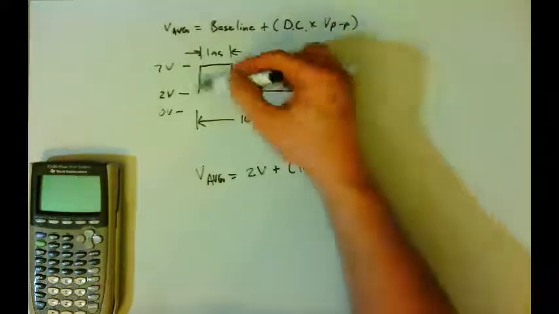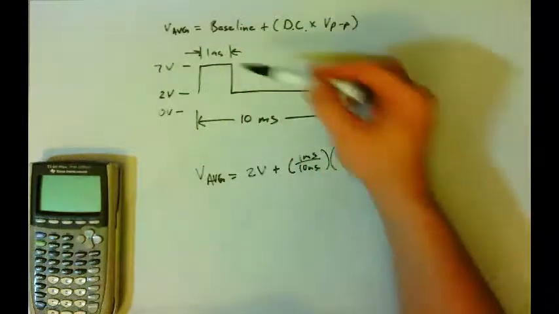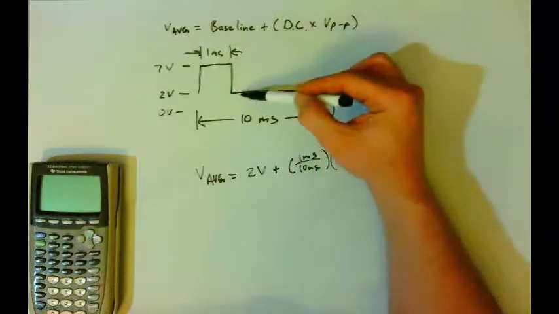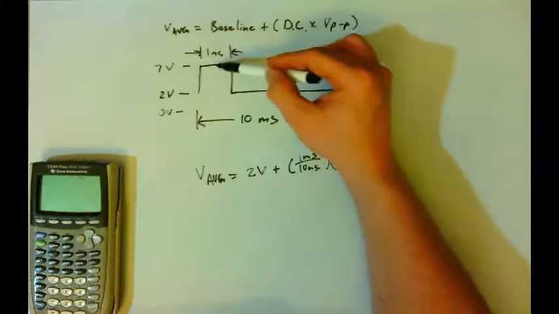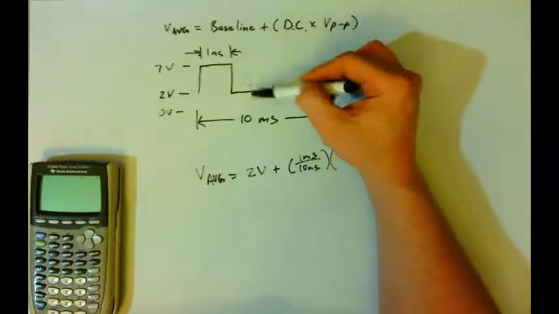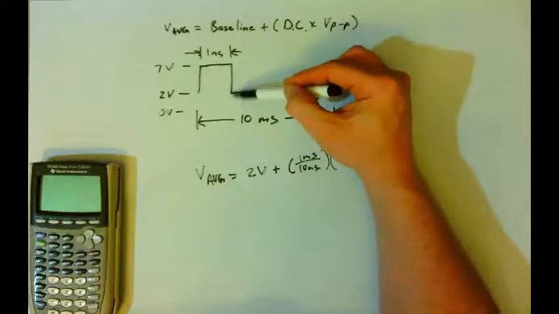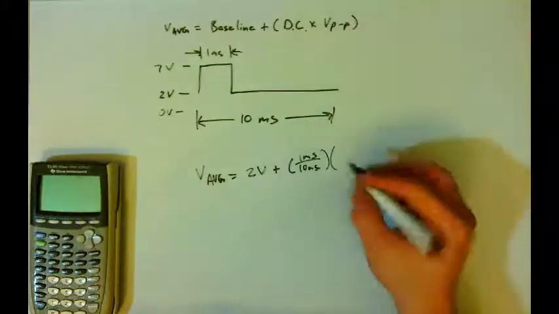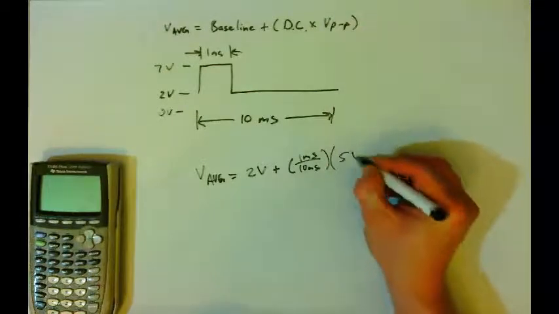And so the peak-to-peak voltage of the signal is always the maximum voltage minus the minimum voltage. And so max is 7, minimum is 2, 7 minus 2 is 5. And so that means that this signal varies by 5 volts, right? From 2 to 7 is 5 volts. And so the peak-to-peak voltage here is 5 volts.